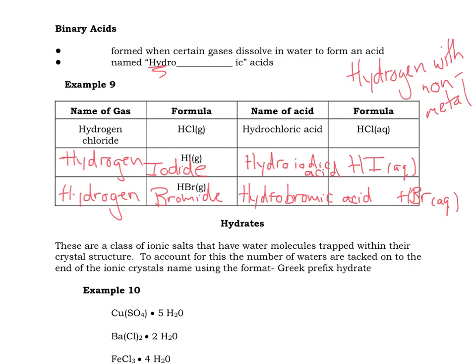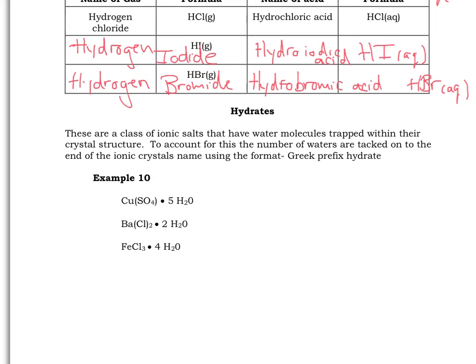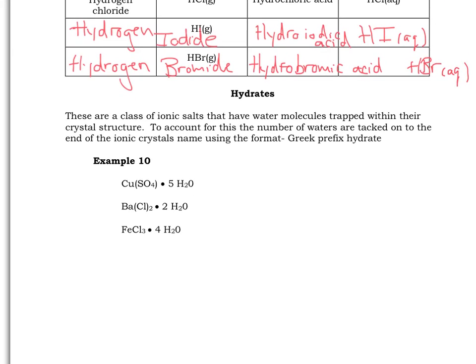Okay, finally we've got our hydrates. Hydrates are basically ionic compounds that have water molecules trapped in their crystal structure. We'll spend some time studying them towards the end of the second unit. Basically, the way these are named is you've got two parts to your name. You've got the ionic solid part, which is separated from the waters by that dot. So you're going to name the part that I have boxed in red normally.